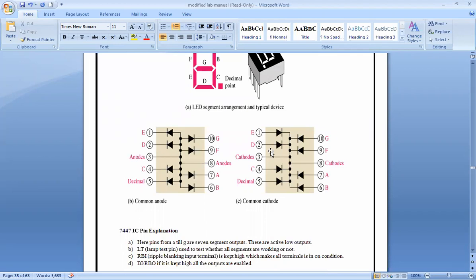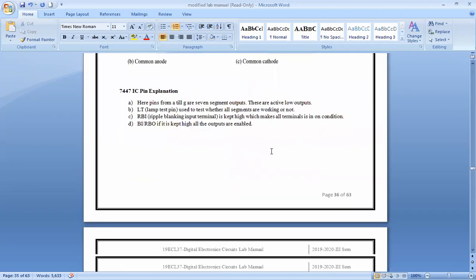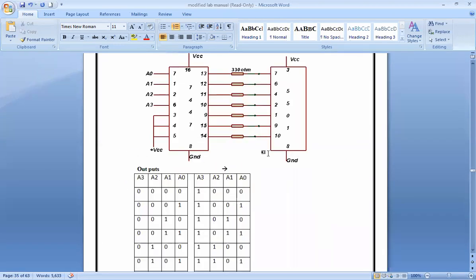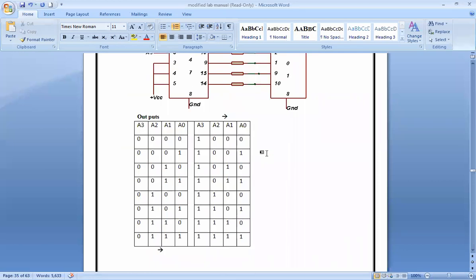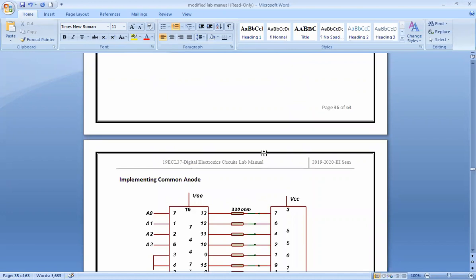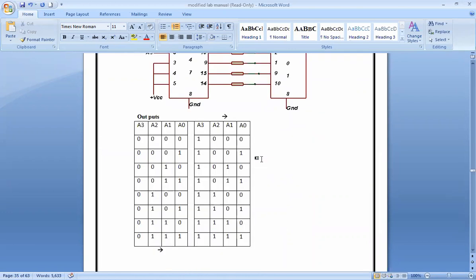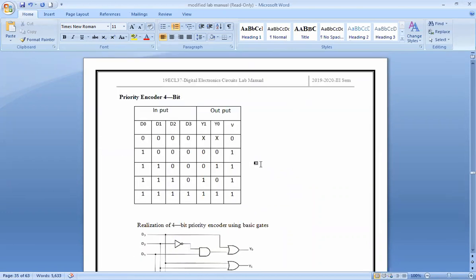Yes, sir. Okay, fine. So now we will move on. We have finished our 7-segment display. We have finished our decoder. Now we will get into something called priority encoder.